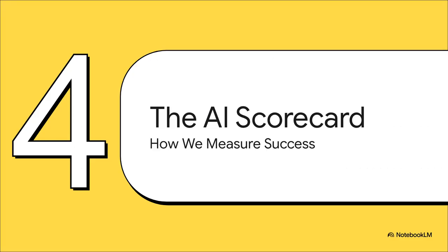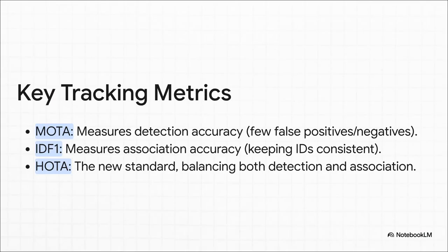But how much better? And how do researchers even measure what better means in the first place? It's actually not about one single number. It's all about finding the right balance. Remember those two big jobs, detection and association? Well, that's what these key metrics are all about. For a long time, the two main scores were MOTA, which is all about good detection, and IDF1, which is all about consistent identification. But the new gold standard is HOTA, and it was created to give a much more balanced, complete picture of how well a tracker is really performing.